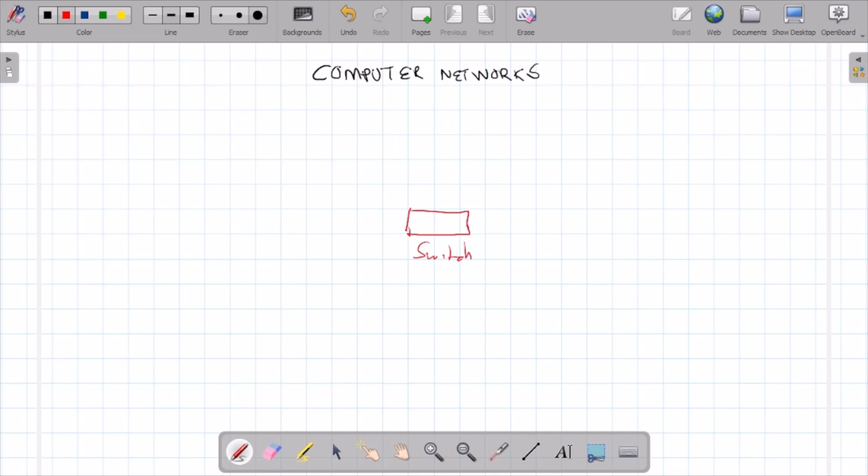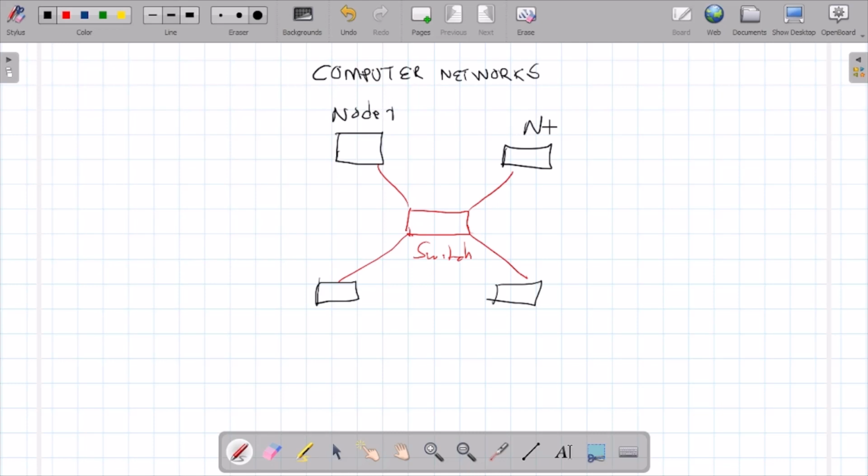So to this switch, we connect the different kinds of nodes we want to connect. So let's say this is my network structure, and this is my node 1. This is my node 2, and this is my node 3. So this is node 4. That is node 1. Then this is node 2. And this is node 3. This is node 4.